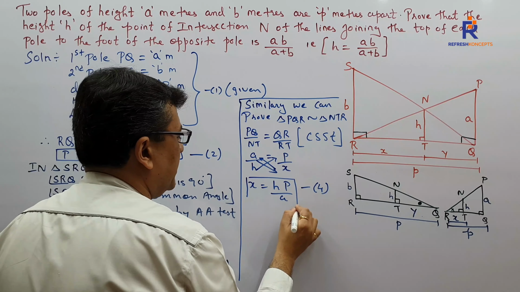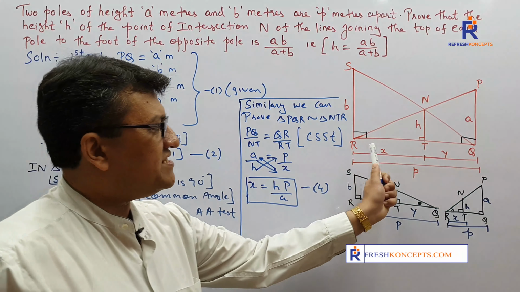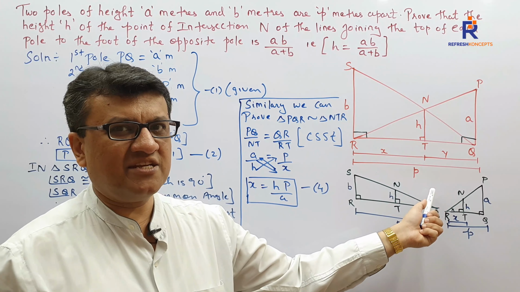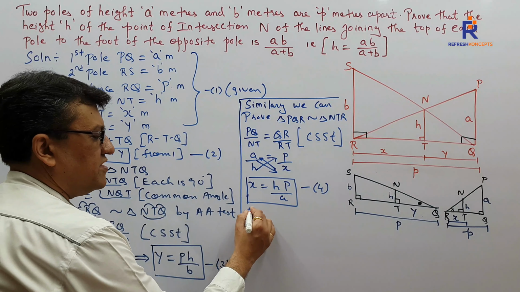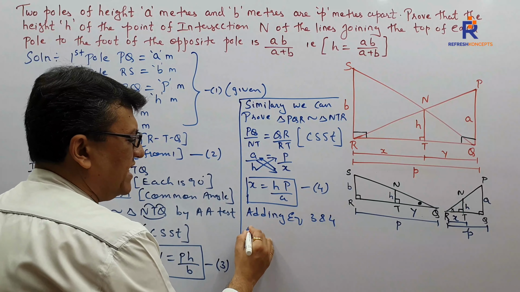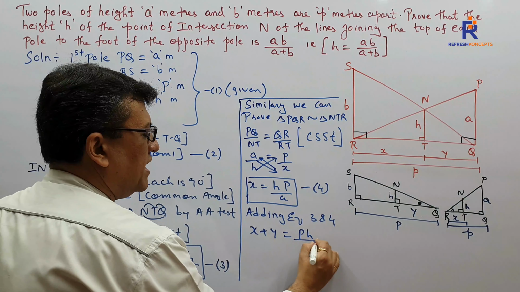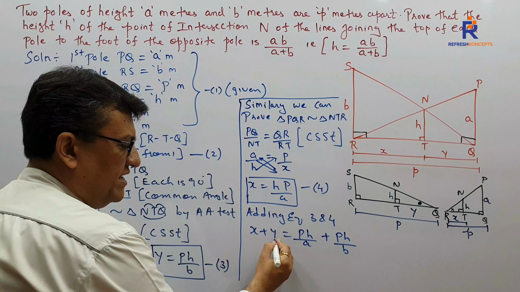Now children, what am I doing with equation 3 and equation 4? Equation 3 speaks in terms of Y. Equation 4 talks in terms of X. What is X plus Y from our figure? Is it P? And how can I get P? Adding X plus Y. That tells me, add equations 3 and 4. Adding equations 3 and 4, what will I get? X plus Y is equal to PH by A plus PH by B. X plus Y is nothing but P.